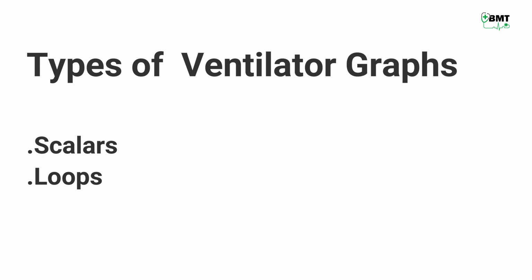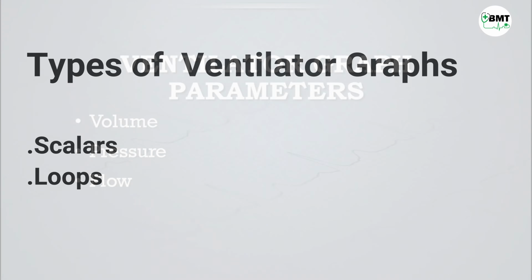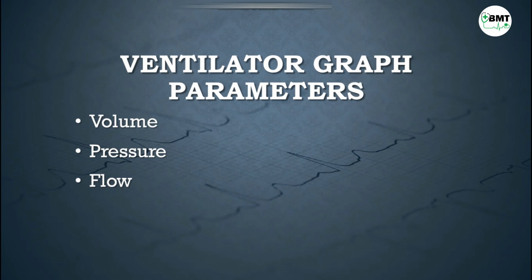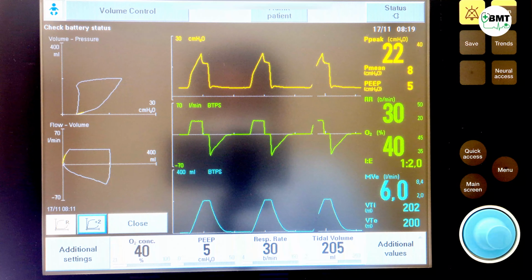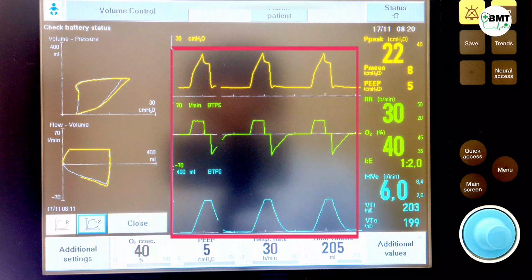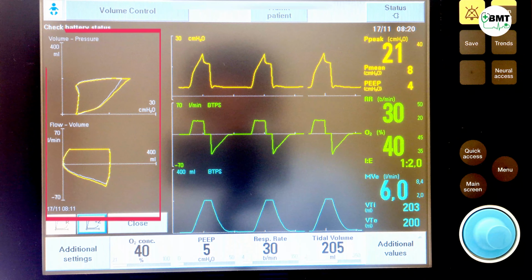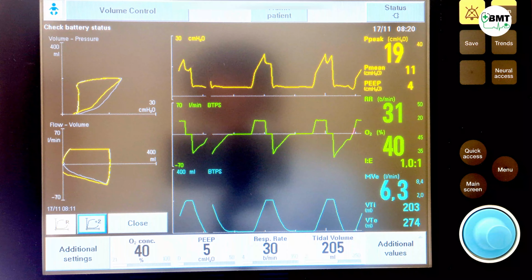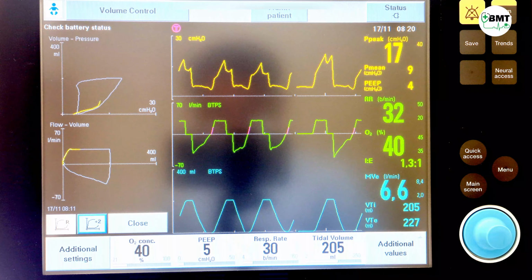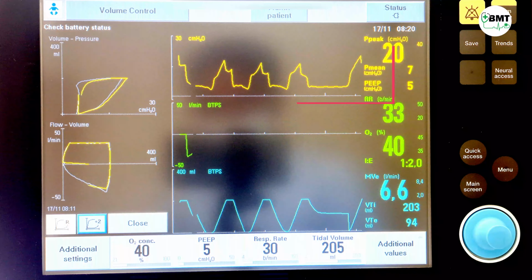There are two types of graphs, that is scalars and loops, and we have three parameters, that is volume, pressure and flow. So in scalar, three graphs are there and in loops, two graphs are there. In scalar, every parameter is compared against time, that is volume versus time graph, pressure versus time graph and flow versus time graph. And in loops, the parameters are compared amongst themselves, that is pressure versus volume and flow versus volume. So only these 5 graphs cover ventilator graphics.